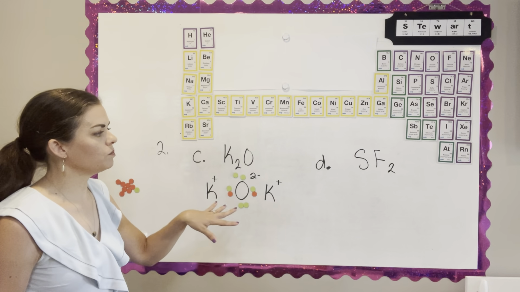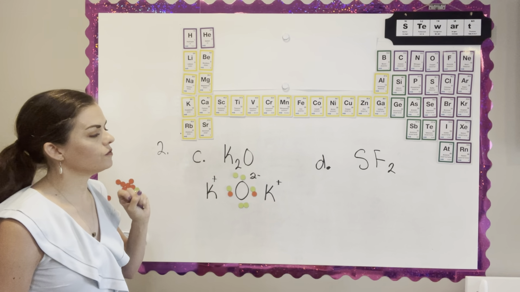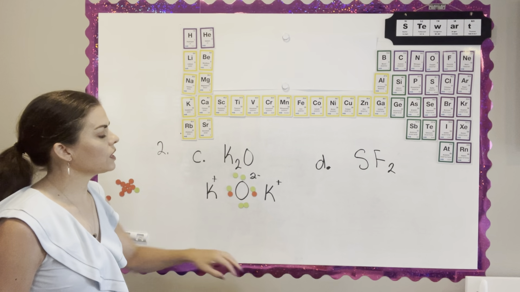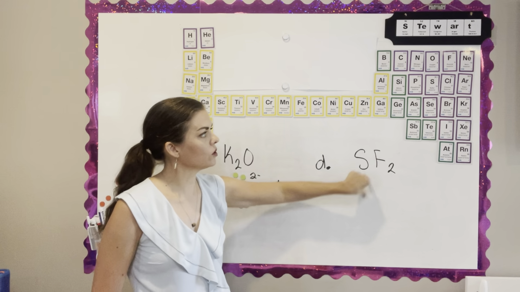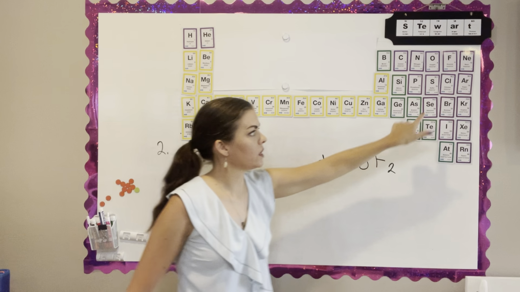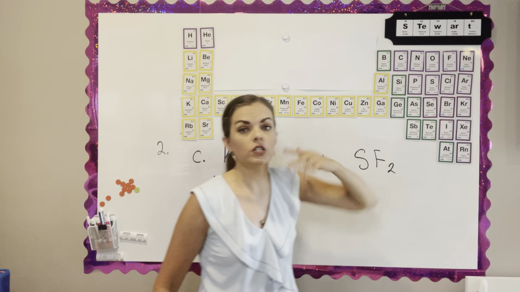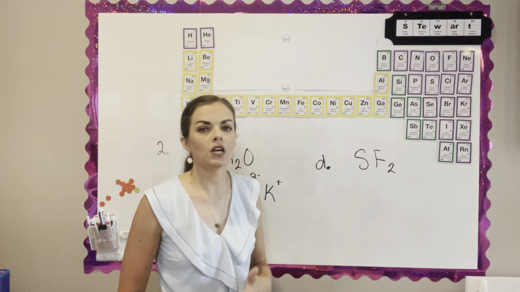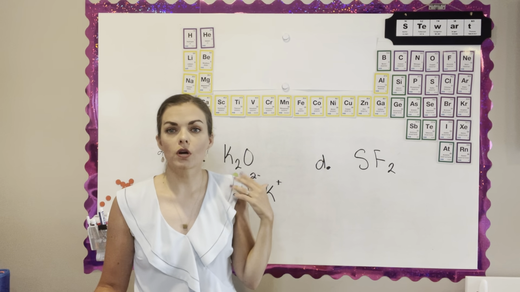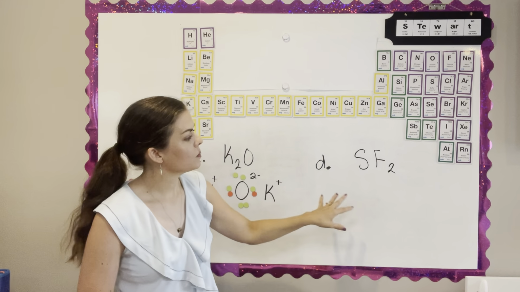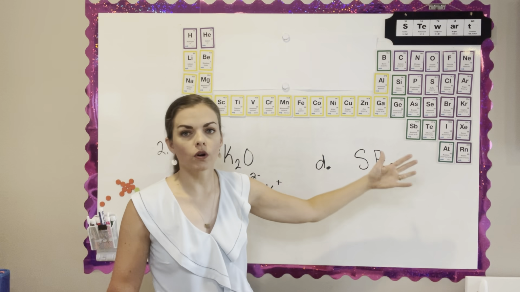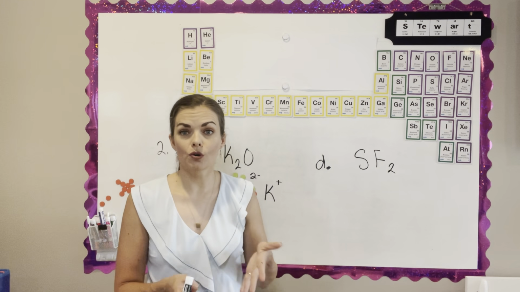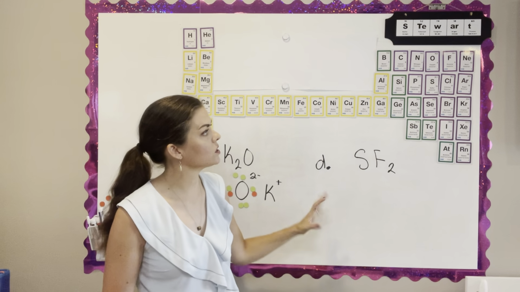For a compound in part D, we have SF2. And so with SF2, we have sulfur and fluorine, and both of these are non-metals. So this one is not to trick you. They are just trying to get you to draw the Lewis structure for a covalent compound. Now, I have 1 sulfur and 2 fluorines, so I'm going to try to put the sulfur in the middle and the fluorines on each side.